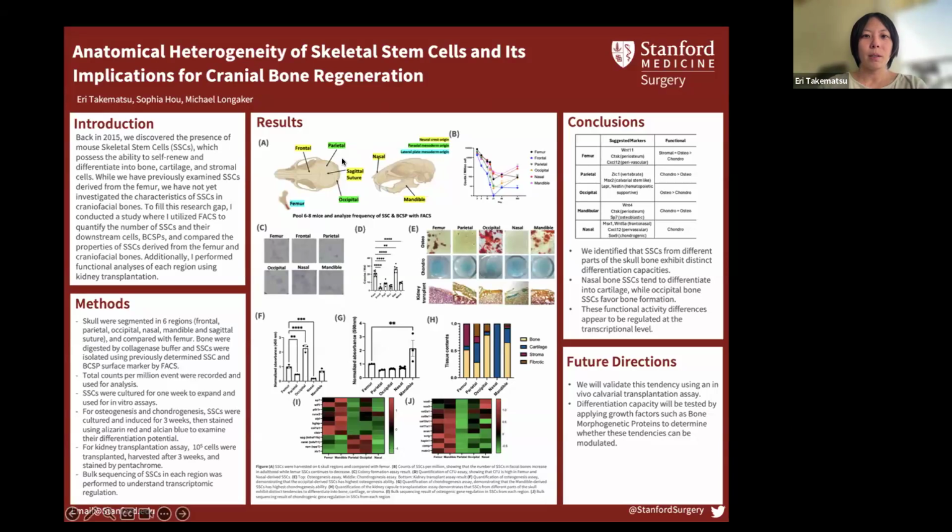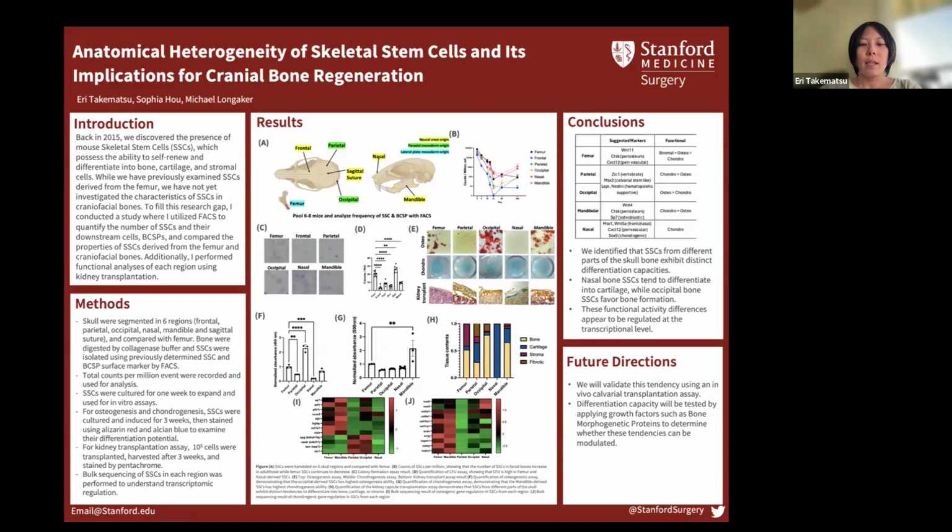Today I'm talking about skeletal stem cell anatomical heterogeneity in the craniofacial bone. In 2015, we discovered the presence of mouse skeletal stem cells, which possess the ability to self-renew and differentiate into bone, cartilage, and stroma. While we have previously characterized them in the femur, we have not investigated the SSCs in craniofacial bone. Therefore, the purpose of this study is to identify those characteristics in the craniofacial bone.